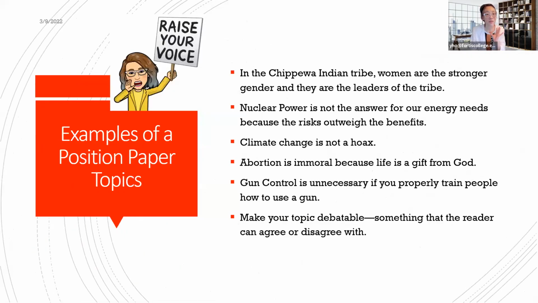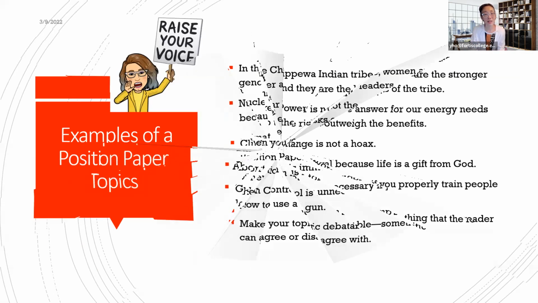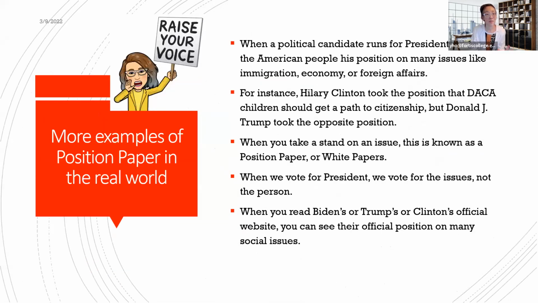And so here you would have examples of position papers. Climate change is not a hoax. Abortion is immoral. Gun control is unnecessary. In the Chippewa Indian tribes, women are the stronger gender. Or nuclear power is not the answer for our energy needs because the risks outweigh the benefits. So that's clearly debatable.